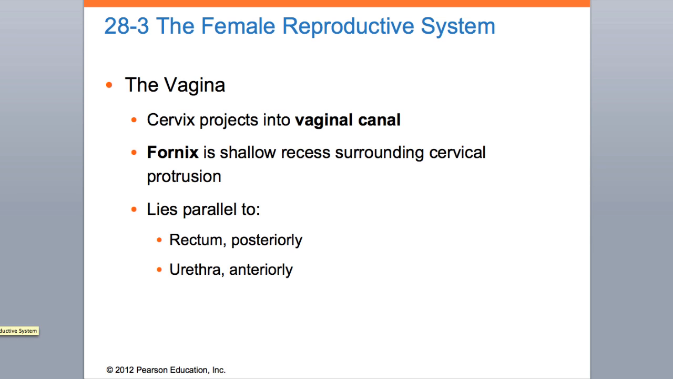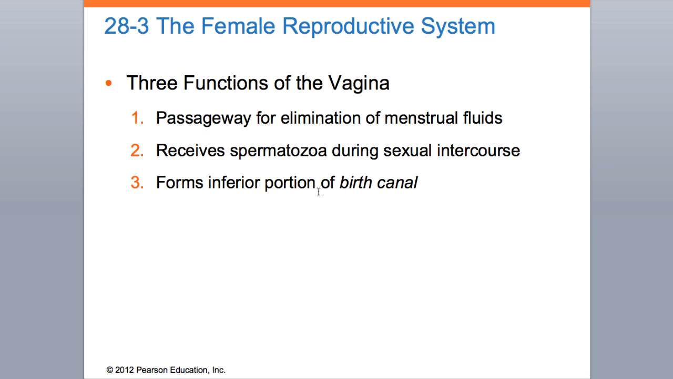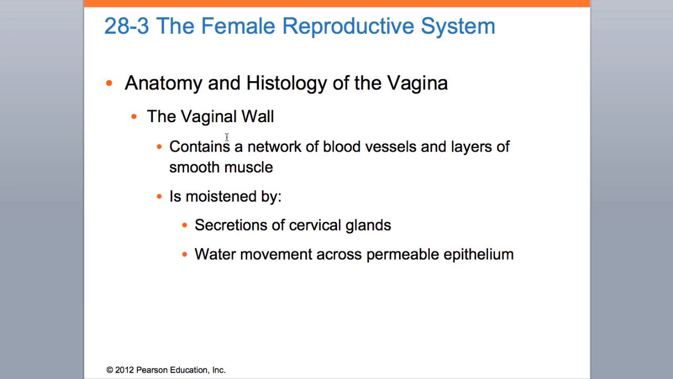Let's get back to where it was. Here we go. Next slide. This one is worth writing down. You already know it's the inferior portion of the birth canal. Sperm go up it during sexual intercourse, and it's the passage and elimination of menstrual fluid. So that's sort of commonsensical, but it's worthwhile writing. Next slide. The vaginal tract. You know that the vaginal tract is always moistened. So there's always movement of fluid in that vaginal tract.